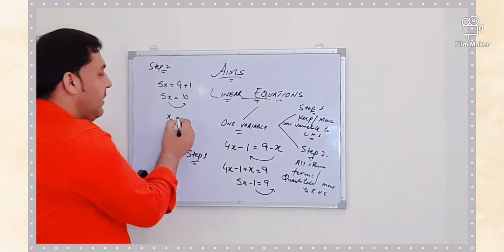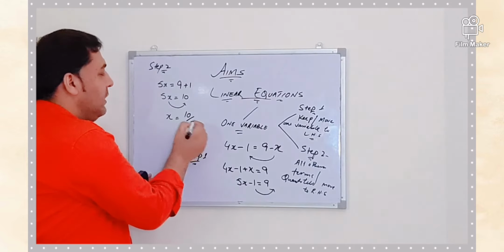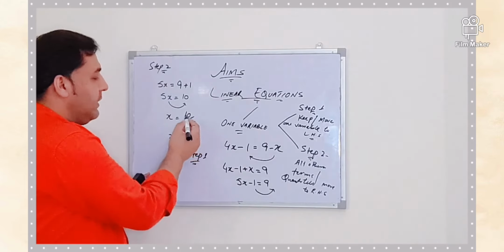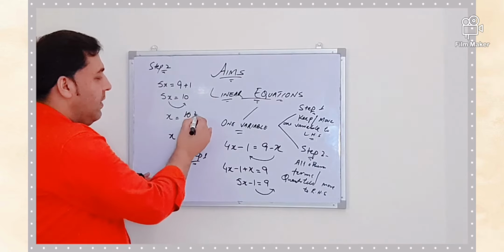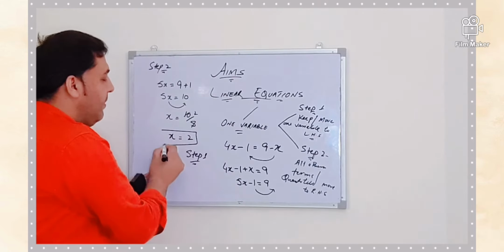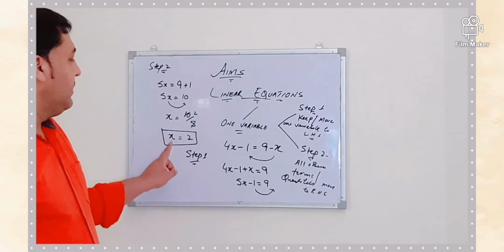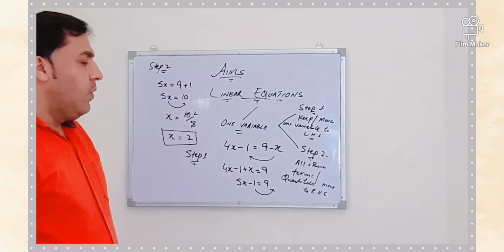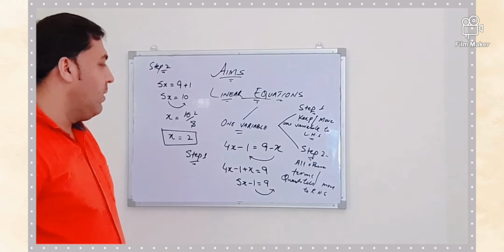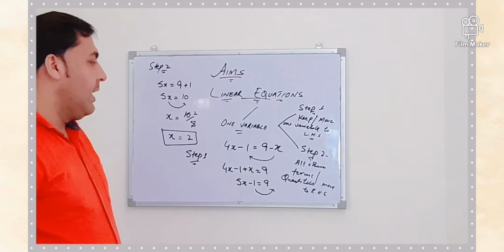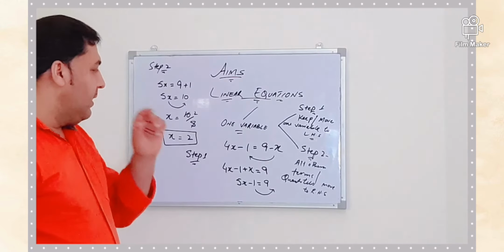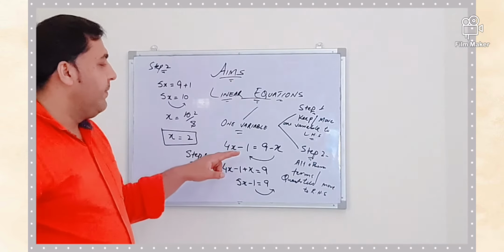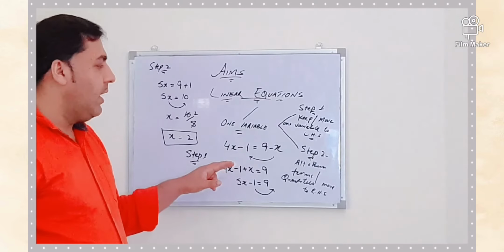It will become x equal to 10 by 5. This 5 is multiplied here, and there it is divided. Now if we simplify, we get x equal to 2, since 10 by 5 is 2. This value of x we call the solution of this equation. Now how will we know whether this answer is correct or incorrect? We can verify. In an equation you can always verify whether your answer is correct or incorrect.